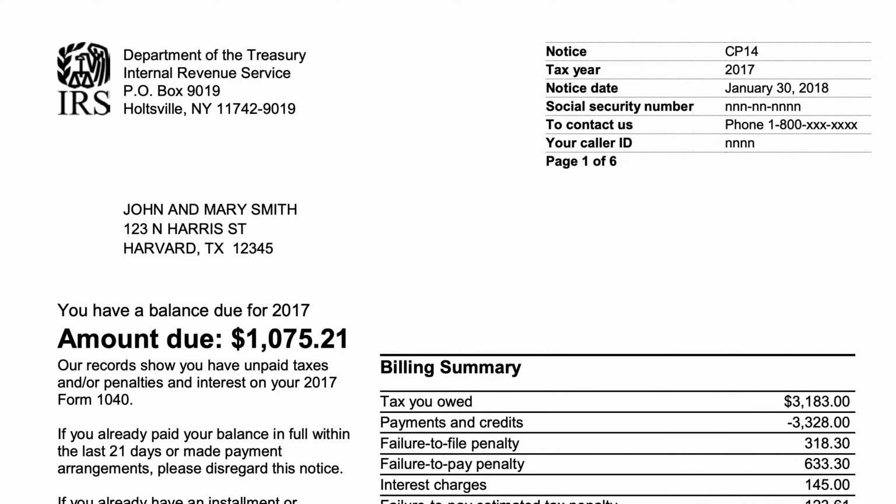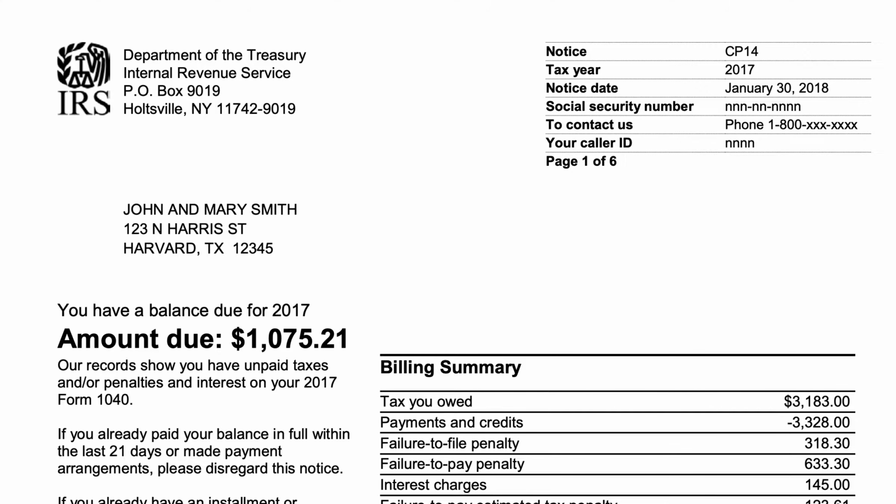In this case, this is a completely fictional form. This was actually on the IRS website as an example. So we're going to walk through this step by step in case you've received a CP14 notice, and that way you can know what's detailed in the notice and what you can do to address your situation.